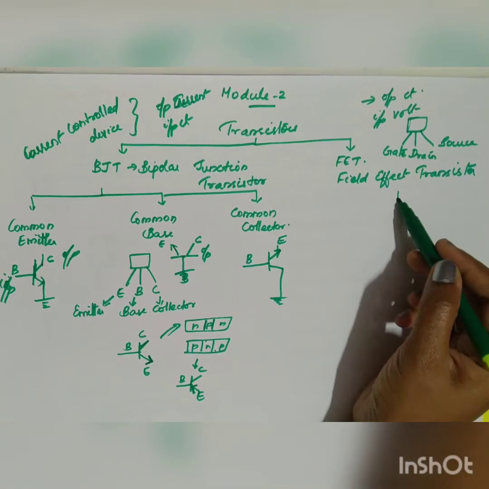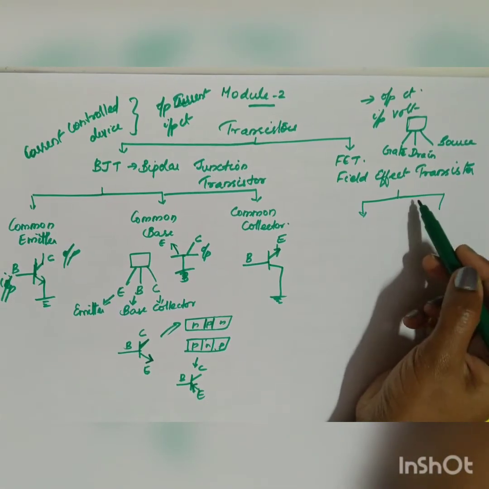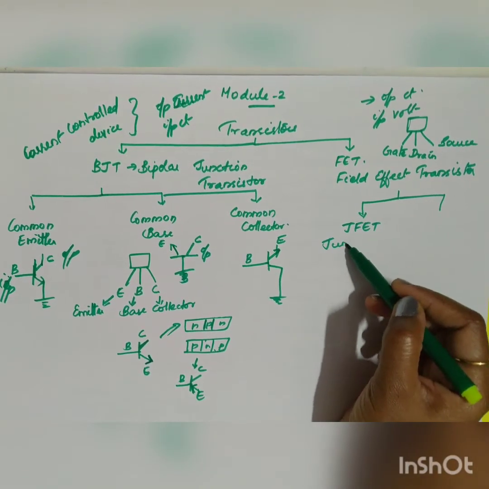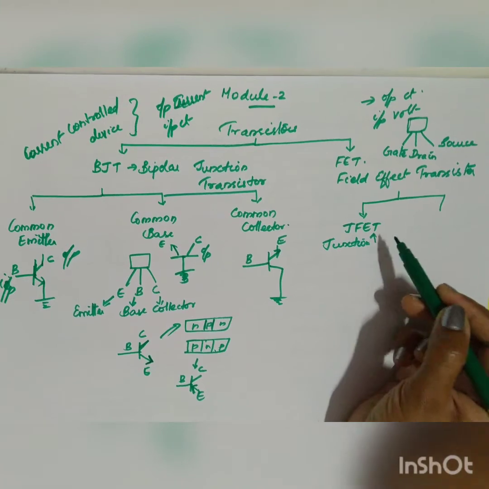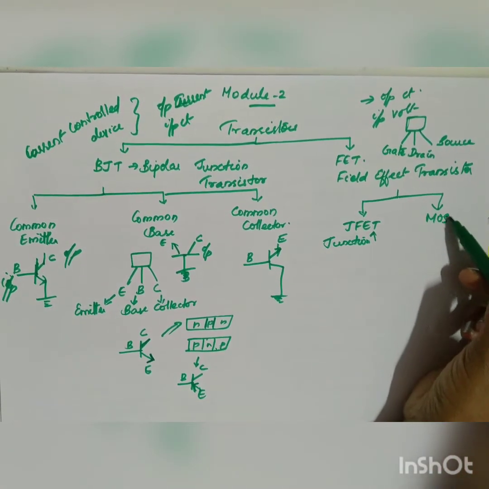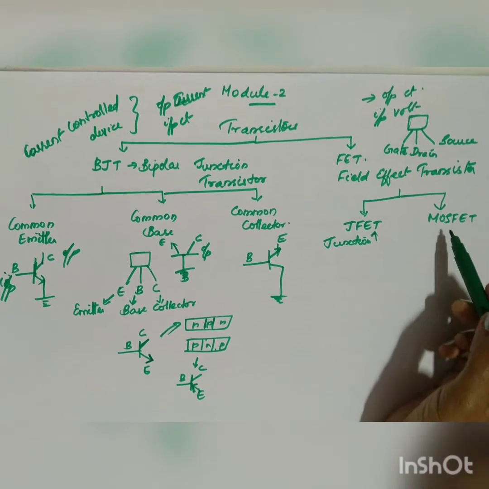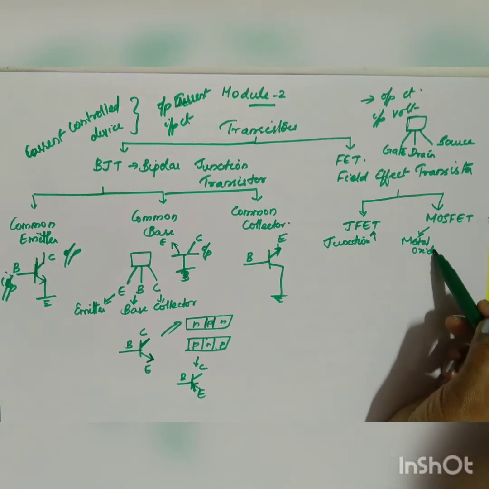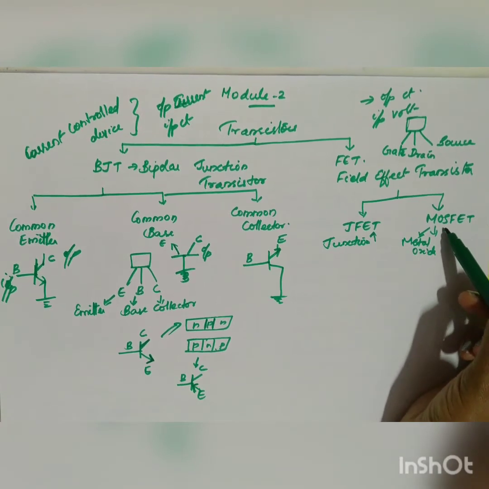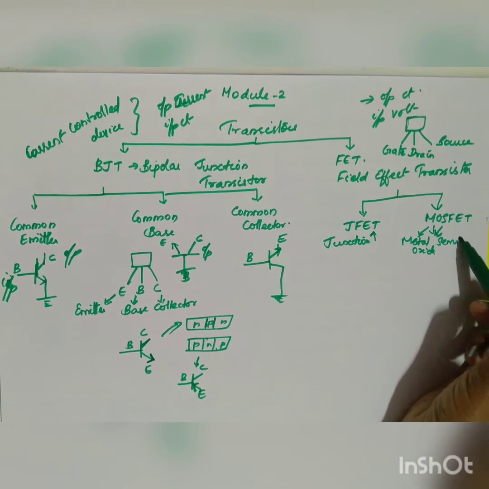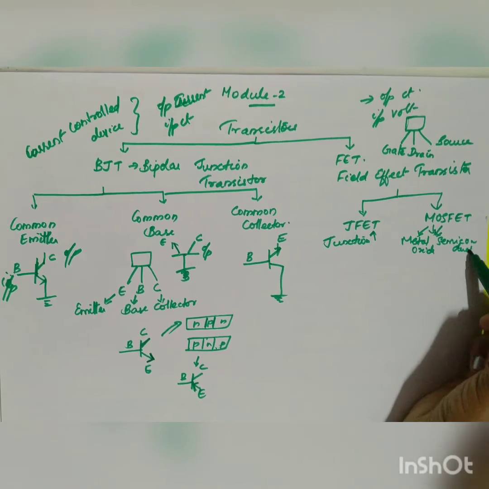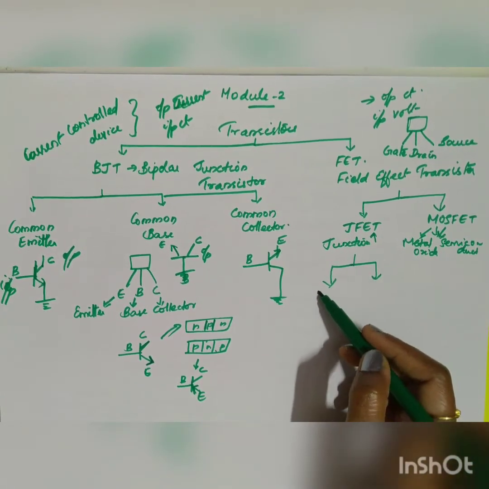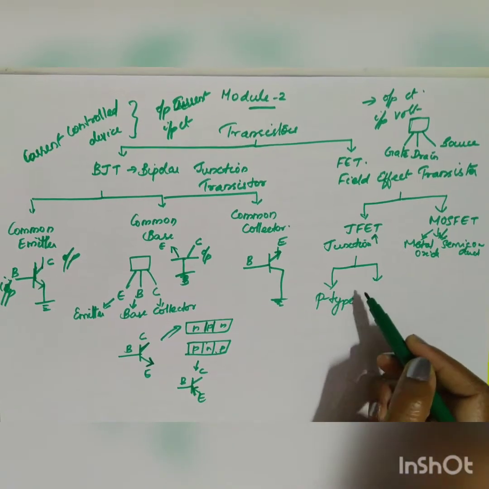Similarly, the FET can be classified into two different types. One is your JFET. JFET stands for junction field effect transistor, and the second one is called your MOSFET. MOSFET stands for metal oxide semiconductor field effect transistor. And this FET can again be divided into two types, one is your P type and the other is your N type.